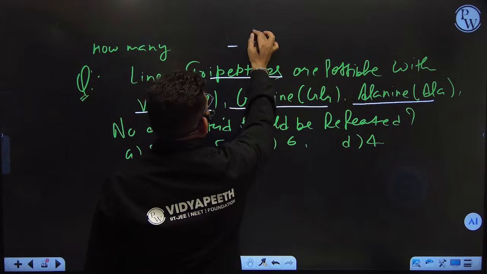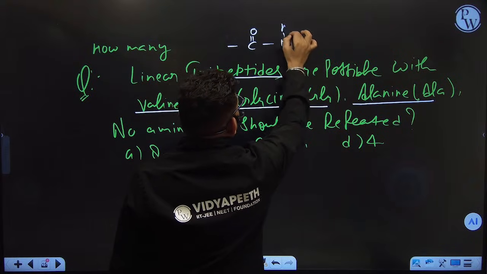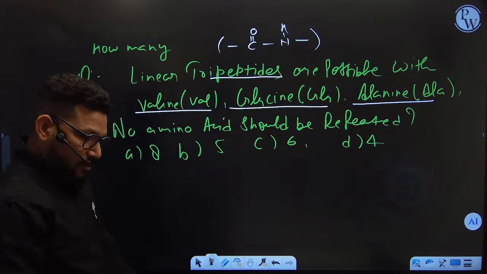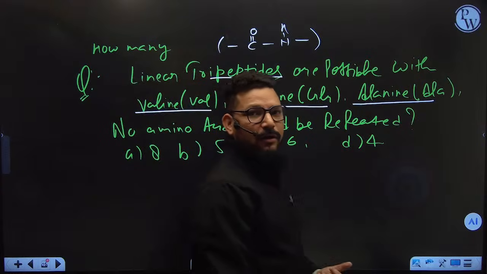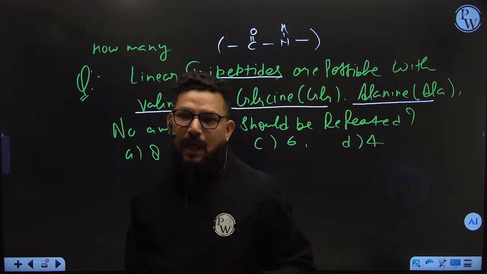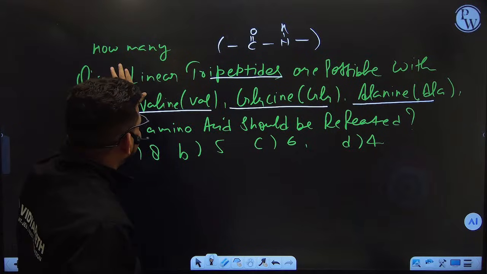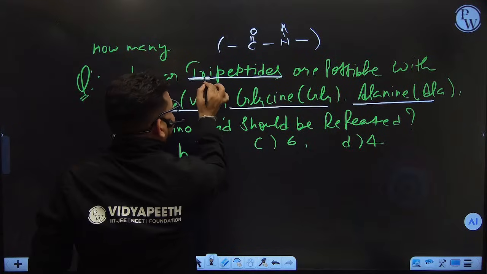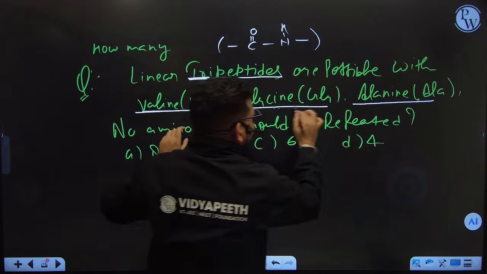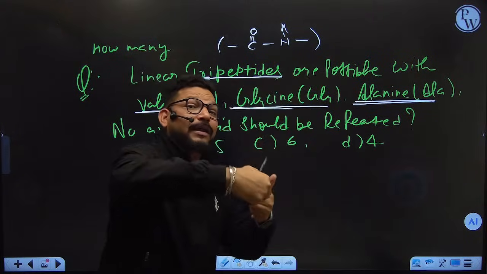It looks like this. If you go with it, it looks like this. This is the peptide linkage. So the proteins are getting connected by which kind of bond? Peptide bond. All of you are aware of it. So they are asking, sir, how many tripeptides? The question is how many linear tripeptides? Tripeptide means 3 proteins are getting connected with each other. Then how many peptide bonds can be there?